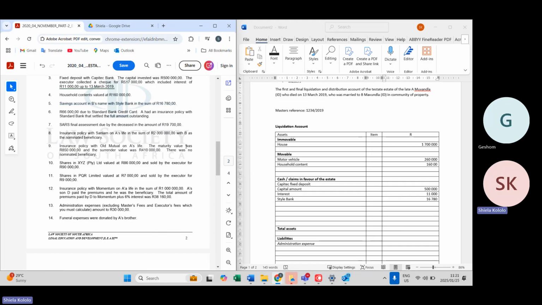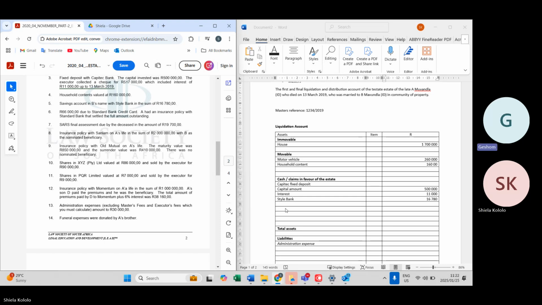And then number 6, you can also do that one. 66,000 due to the Standard Bank credit card, and an insurance policy with the Standard Bank that settled the full amount outstanding. This one can fall under the cash and the claim.